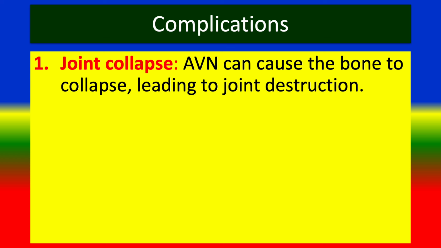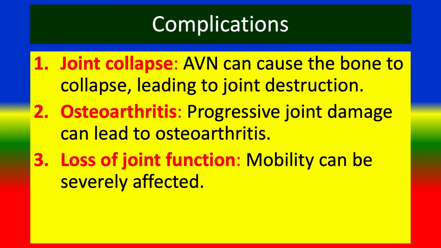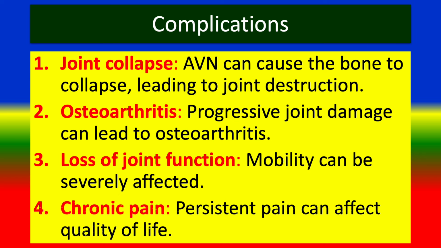Complications. 1. Joint collapse. AVN can cause the bone to collapse, leading to joint destruction. 2. Osteoarthritis. Progressive joint damage can lead to osteoarthritis. 3. Loss of joint function. Mobility can be severely affected. 4. Chronic pain. Persistent pain can affect quality of life.